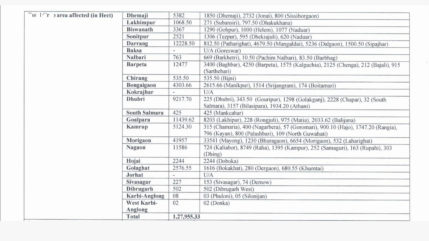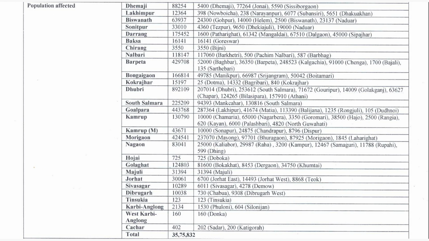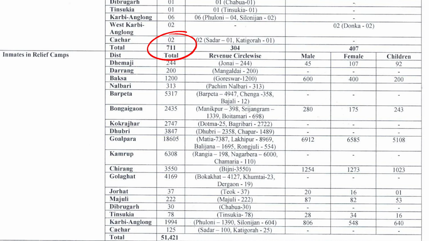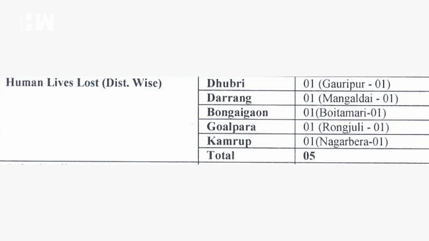1,27,955.33 hectares of agricultural land and crops were affected. 35,75,832 people were affected as per the government report. The government has set up 711 relief camps, and in these 711 relief camps, there are almost 51,421 inmates, which includes male, female, and children. In the last 24 hours, as per the government report, on 17th, 5 people died. As on today, like I said, till date this year, we've lost 102 people.